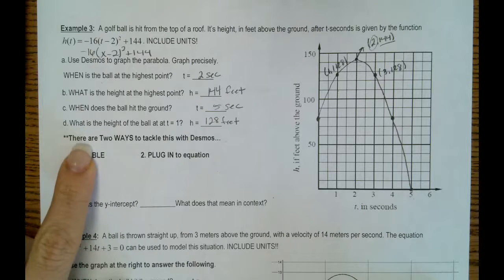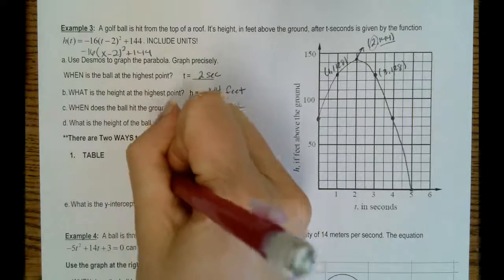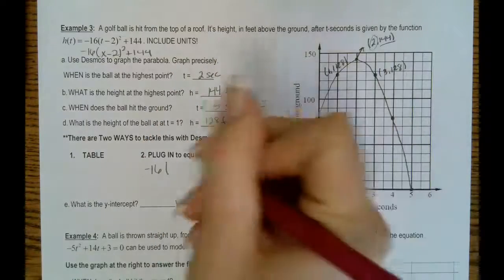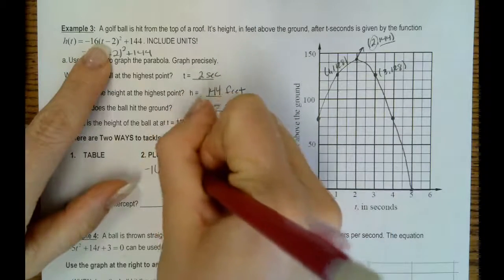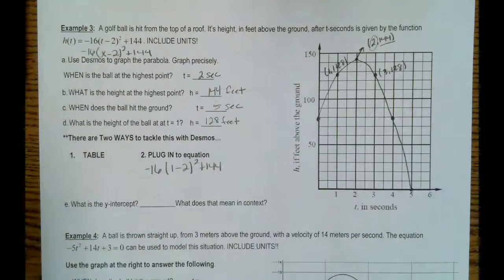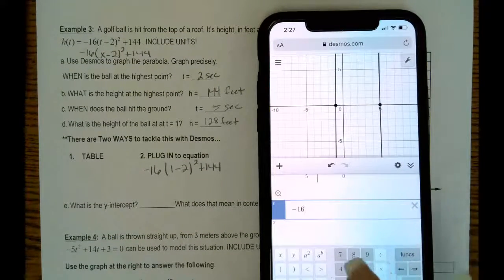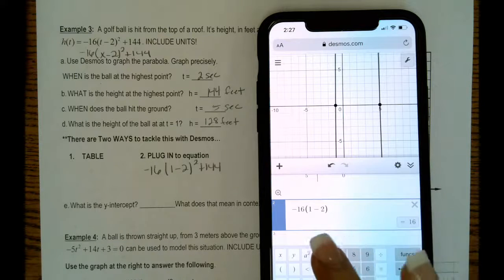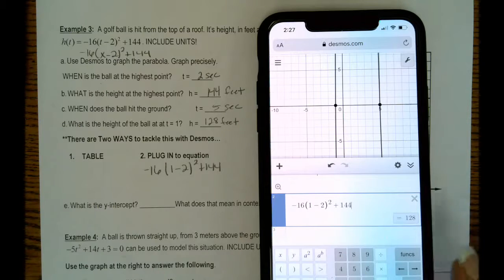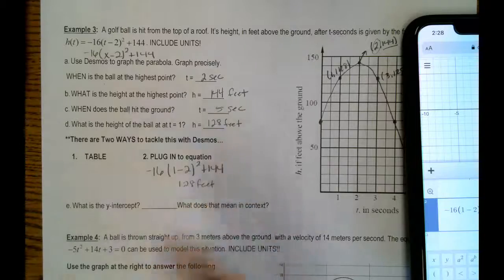Okay, so again, 2 ways to tackle this with Desmos. We can use the table, which is what we did, right? Or we could plug it into the equation. So let me show you what I mean by that. If we take the equation, and I want to know when t equals 1, I would just plug in 1 for t. And then I can get an answer out if I put it in my calculator. Okay, 128. So there we go. That comes out to 128 as well. So either way is fine.